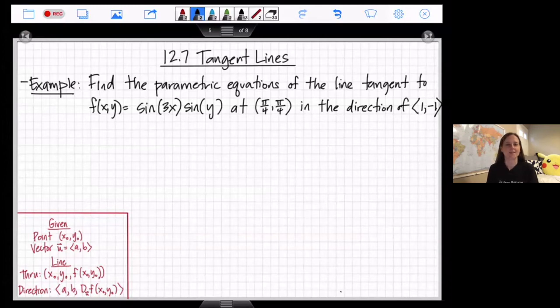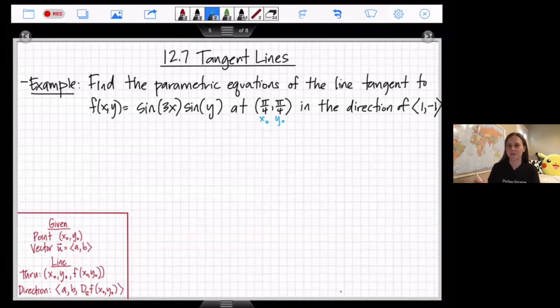Okay, one more example. Let's find the parametric equations of the line tangent to f of x equals sine 3x times sine y at pi over 4 comma pi over 4 in the direction of the vector 1 comma negative 1. All right, so we're given our point x naught y naught. That's going to be our pi over 4 comma pi over 4. And then our direction vector is 1, negative 1, which is still not a unit vector.